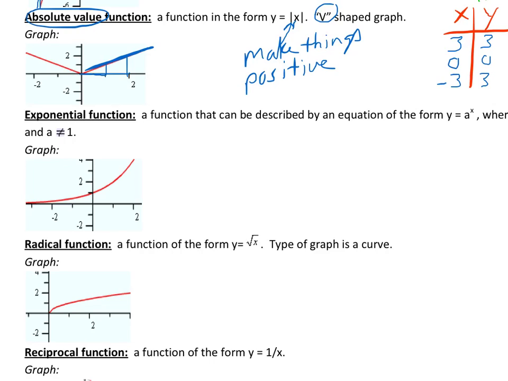However, if you were to plug in a negative number, a negative 1 would give you a positive 1 because that's what absolute value does. If you plug a negative 2 in, you get a positive 2. And that's how it changes directions.